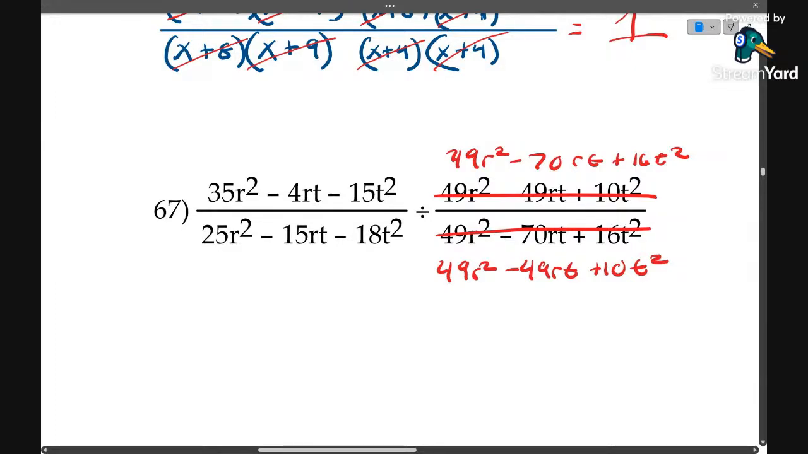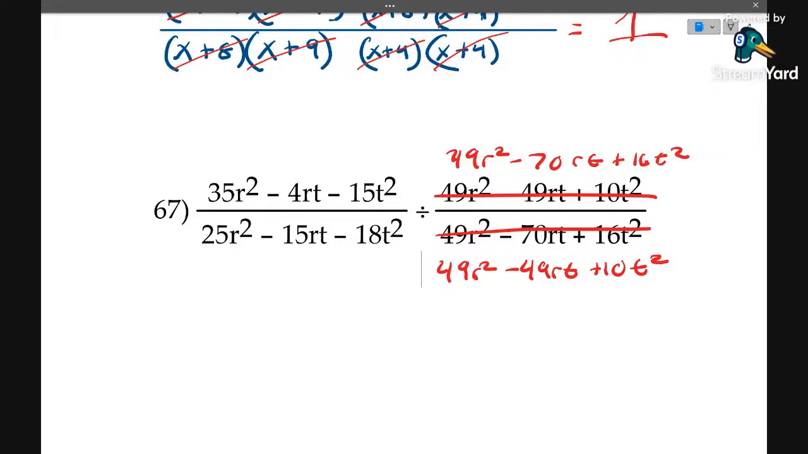First one, no greatest common factor. So we've got 35 times negative 15, so a product of negative 525, and we want a sum of negative 4. I really should have my graphing calculator emulator on here. It would make it way easier to find these numbers. Let's see, negative 4. That's going to be 21 and negative 25.